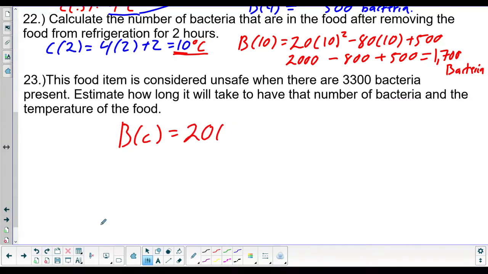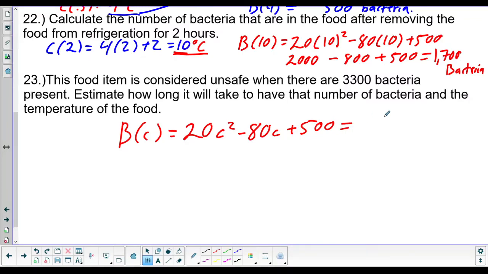Let's back that up a little bit. B of C equals 20 times C squared minus 80 C plus 500. What they want us to do is figure out when does this equal 3,300. Okay. So what I would do for this is I would take this thing and maybe go to Desmos.